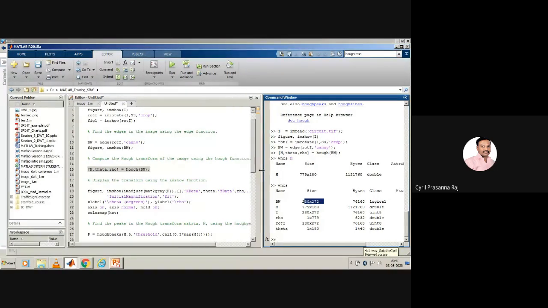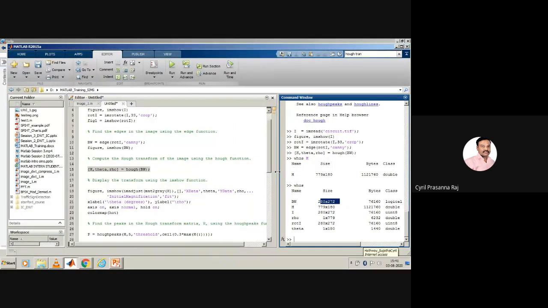So that implies that every point on a straight line available in the input image will now correspond to a sinusoid in the Hough transform image. So if you see, this would be the size of the Hough transform image.